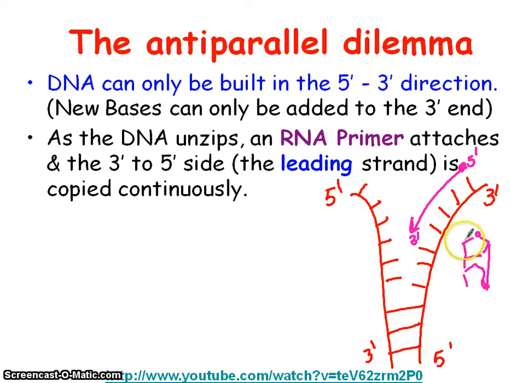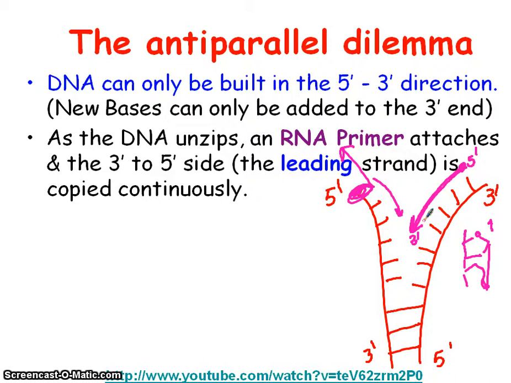The problem is there's no enzyme to build it the other way. So in other words, there's no way to copy this side like that. Because if a primer attaches here, it would only be able to copy that way, and there's nothing there. So it's sort of like trying to read a book backwards. So this side, no problem. This is called the leading strand because it's actually going to copy pretty quickly. As the DNA is opening, this is just being built right along with it.